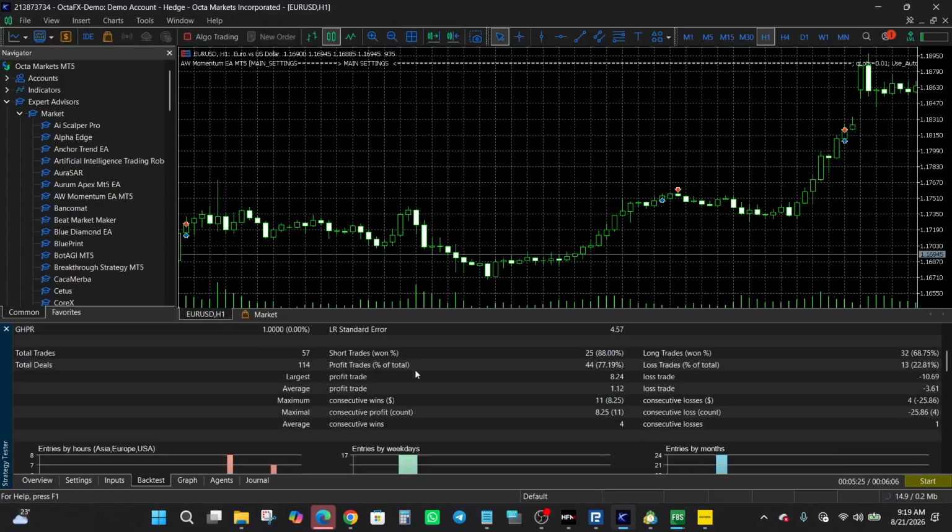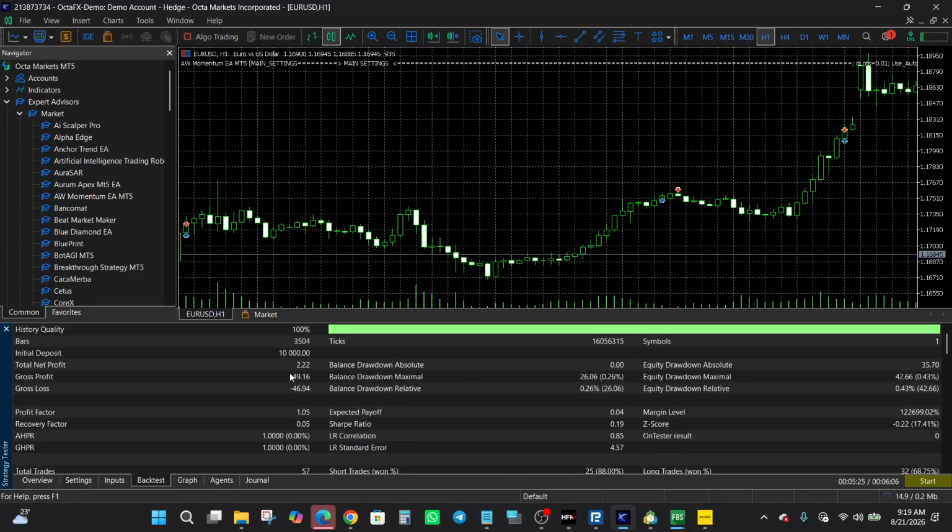Now I can see that out of those 57 executed trades, a whole 44 were profitable. You can see that. So that gave us a 77.19% win rate. But why should we have 44 profitable trades, a 77.19% win rate, and only $2.22 in total net profit?